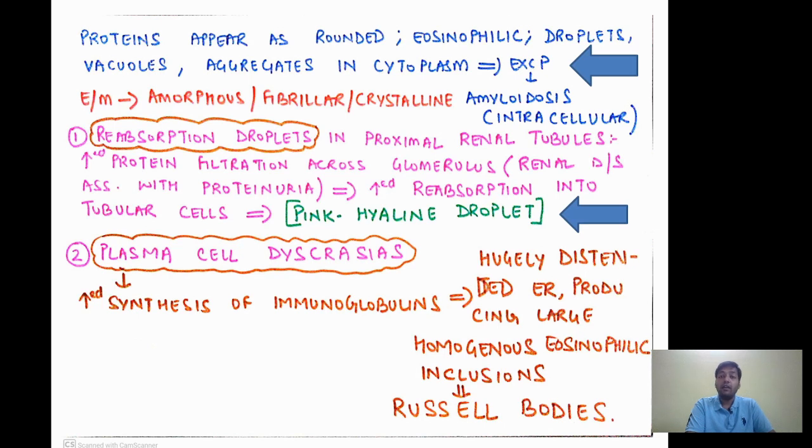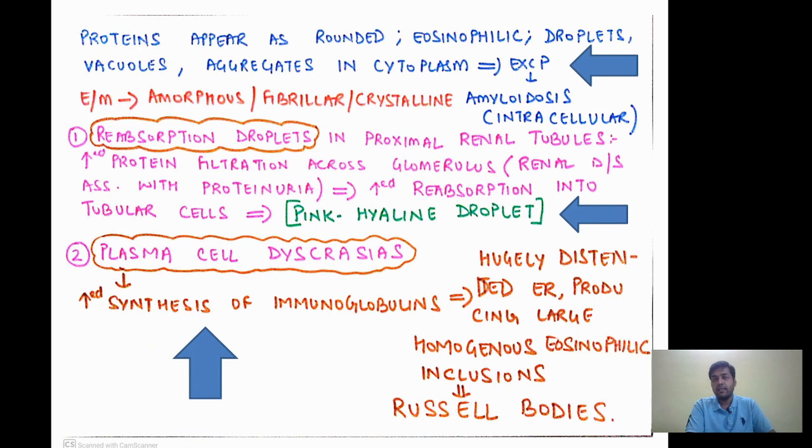Number one, we are having reabsorption droplets. Such reabsorption droplets are seen in the proximal renal tubules in the kidneys. Let me explain. In any kind of renal disease which is associated with proteinuria, the protein is getting filtered across the glomerulus. Once these proteins come inside the tubules, they are reabsorbed into the tubular cells, and the excess amount of proteins reabsorbed inside the tubules forms reabsorption droplets. When we look under the microscope, they appear as pink hyaline droplets.